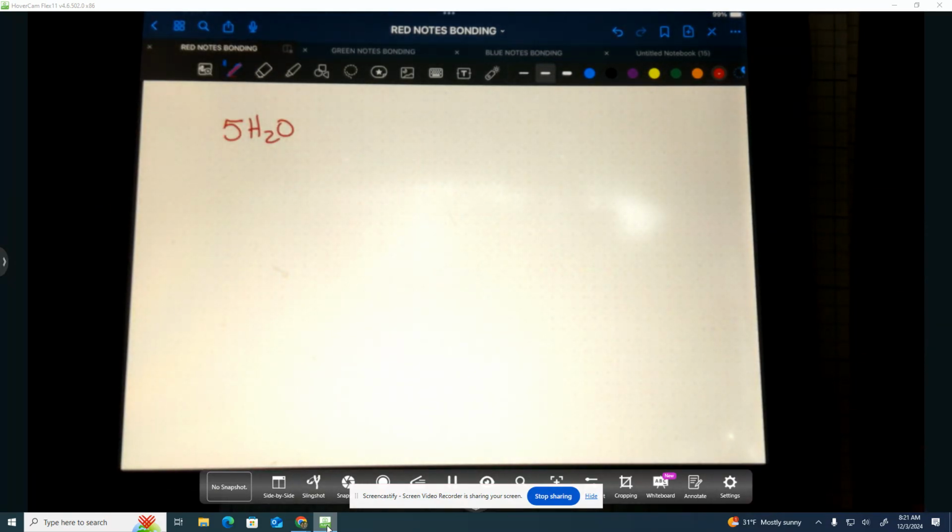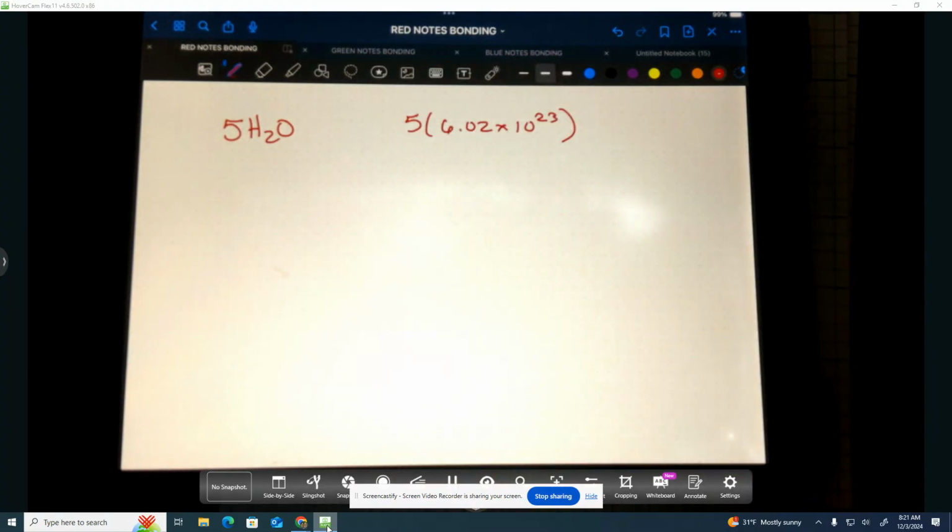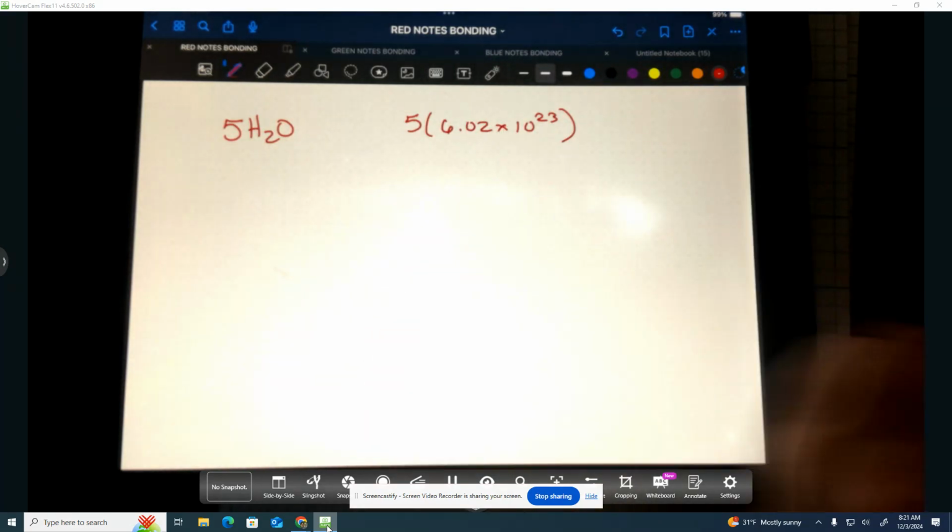So, if I write 5 H2Os, I would read that as 5 moles of H2O. Think of a mole like a dozen, right? If I have 5 dozen elephants, how many elephants am I bringing? You don't need a calculator for that. 60 elephants. If I have 5 moles of elephants, I have 5 times 6.02 times 10 to the 23rd elephants. This mole is the same as a dozen.